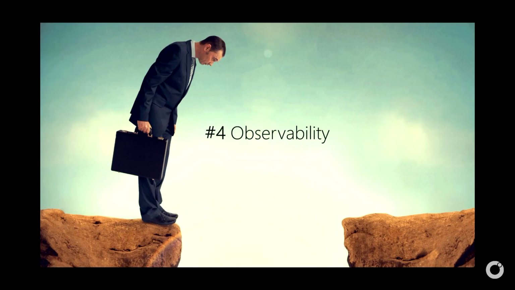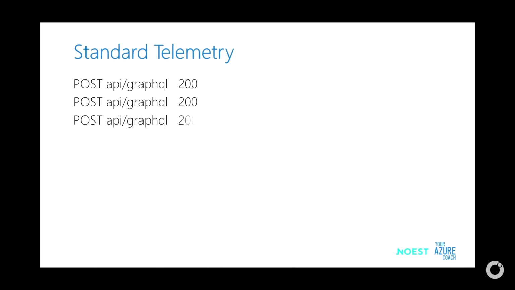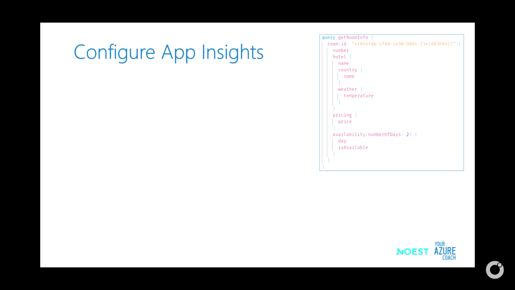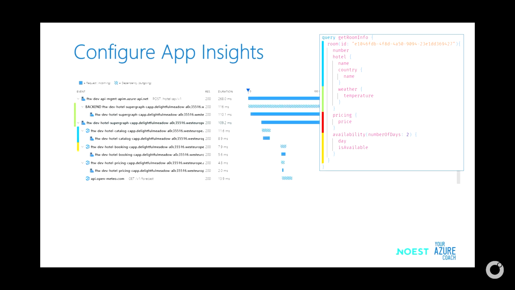So observability is quite a challenge. If you look in your logs, you will see this. GraphQL is a single endpoint, /graphql. It's always a POST. You actually don't see what happened under the hood, so that's a problem. So if we configure Application Insights for this query, you see the colors are referring to the different domain APIs where the data is coming from. By default, Application Insights looks like this.